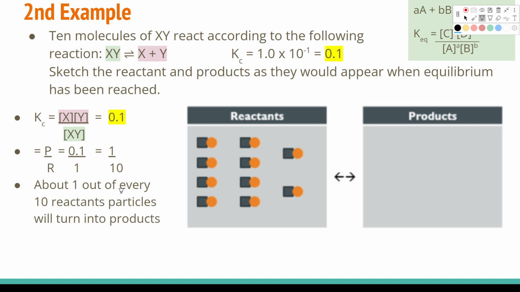So again, 1 out of every 10 reactants are going to become products. So products is X plus Y. So one of these is probably going to change. And so they're going to separate to X and Y. So here I have X plus Y, and so that's why they're separating. And so again, 1 product for every approximate 10 reactants. I have 9 drawn here, and that's it.